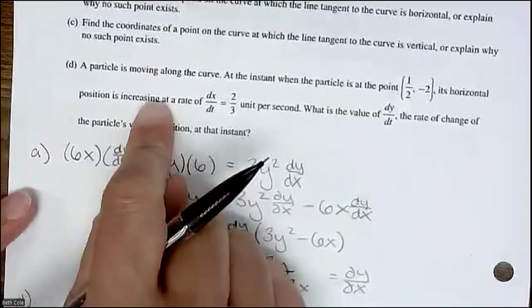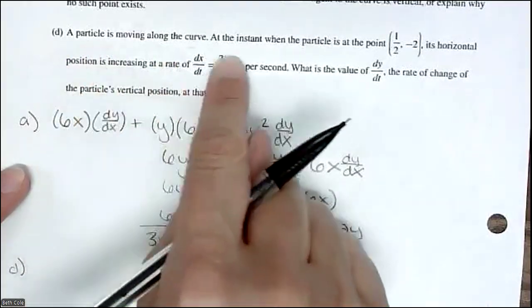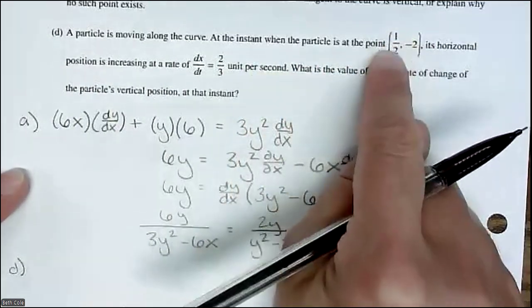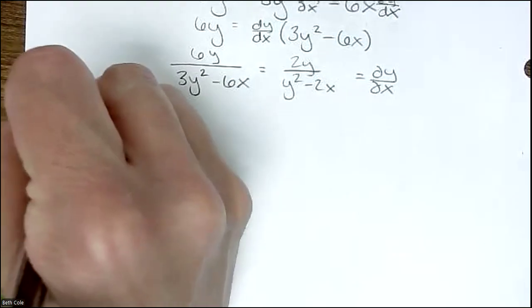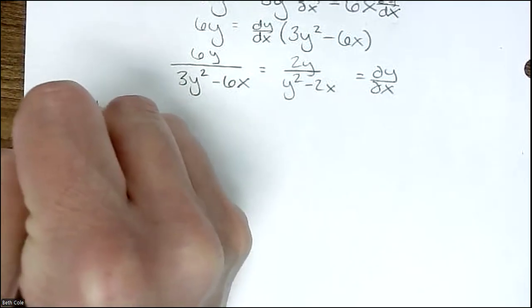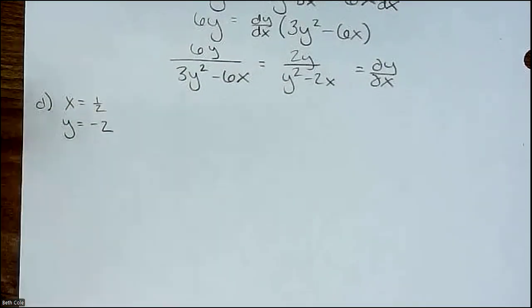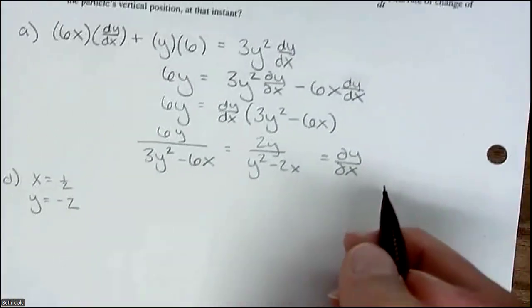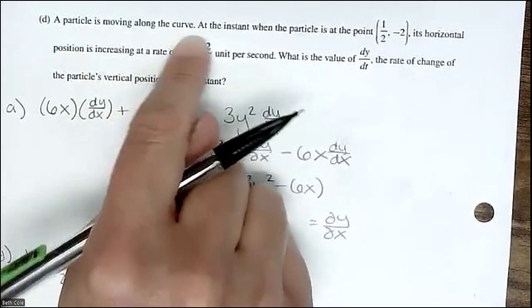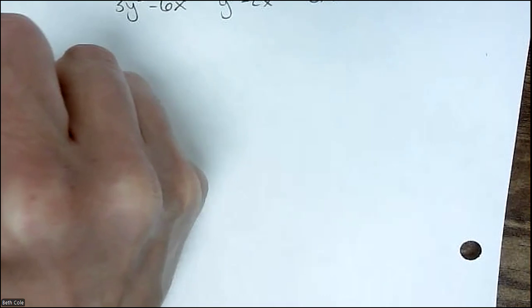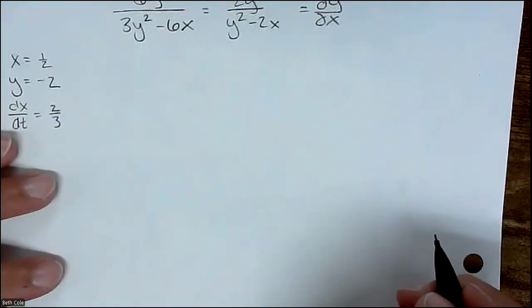All right. Part D, this is a related rates problem. A particle is moving, and at the instant when the particle is at this point, here's what I would do. I would write out x equals 1/2 and y equals -2. That's what that point means, but I'm just going to separate it into the x and the y. Do you see what I did there? Okay. Now, reading through, the horizontal position is increasing at a rate of, and they even label this for you, dx dt is 2/3 units per second.